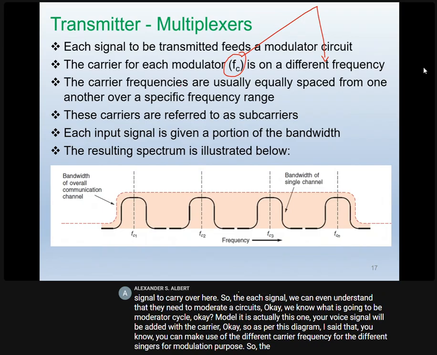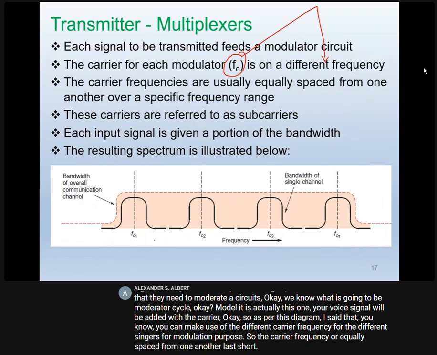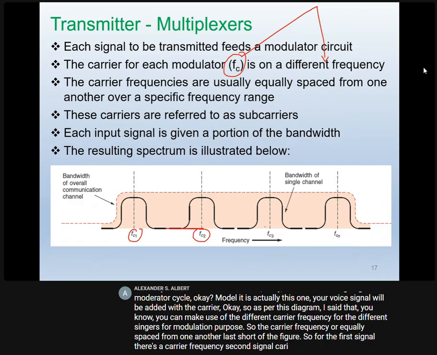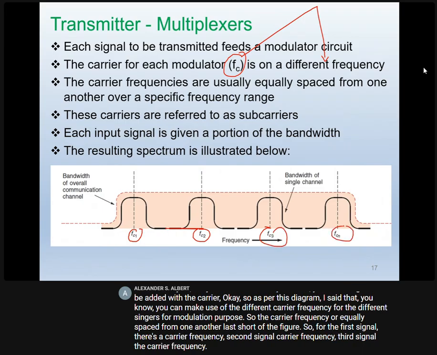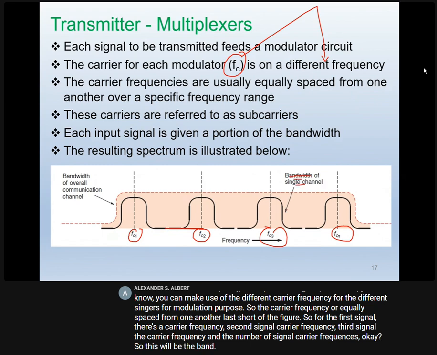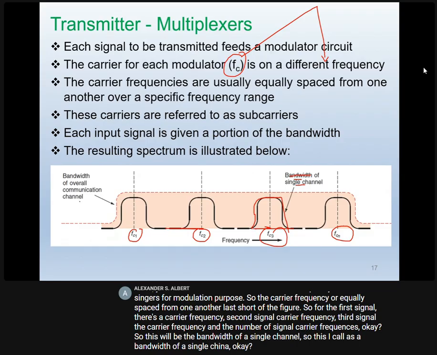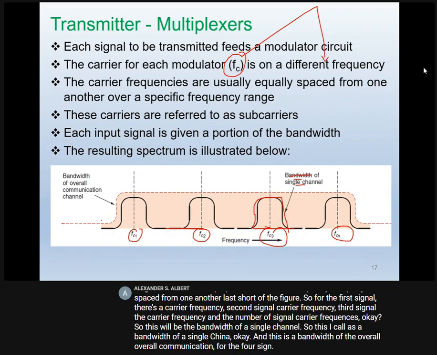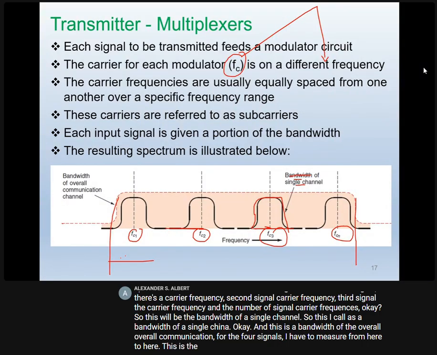The carrier frequencies are equally spaced from one another, as shown in the figure. For the first signal, there is a carrier frequency; second signal, carrier frequency; third signal, carrier frequency; and the nth signal, carrier frequency. This is the bandwidth of a single channel. And this is the bandwidth of the overall communication. For the four signals, I have to measure from here to here. This is the overall bandwidth.